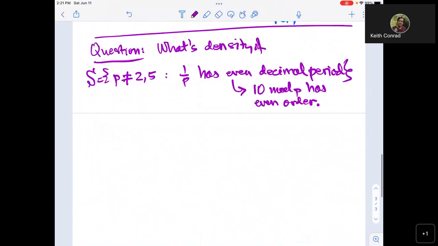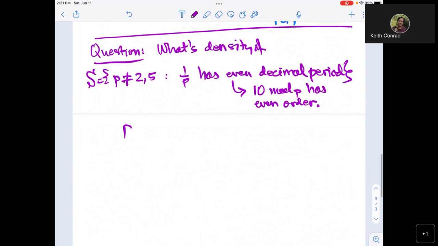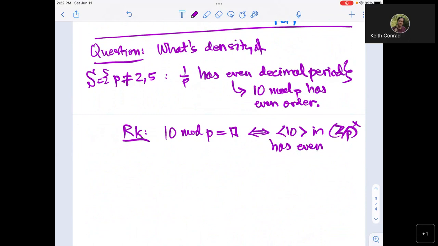Okay, so let's think about the primes where 1 over p has an even decimal period. So 10 mod p has even order. Be careful. I'm not saying 10 mod p is a square. To say 10 mod p is a square is equivalent to saying the subgroup generated by 10 in Z mod p star has even index. Not even order, right? So complementary concepts. When you ask how often is a number a square mod p, if it's not already a square number, you expect it to be a square modulo half the primes, and you can prove that with Dirichlet's theorem or Chebotarev. But this is a different question that I'm posing. How often is the subgroup generated by 10 mod p of even order, not of even index?